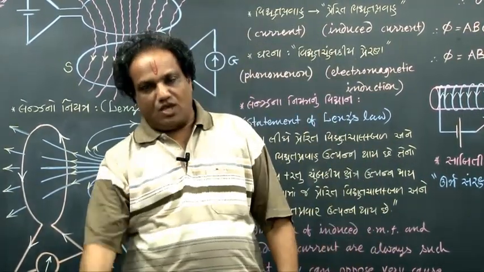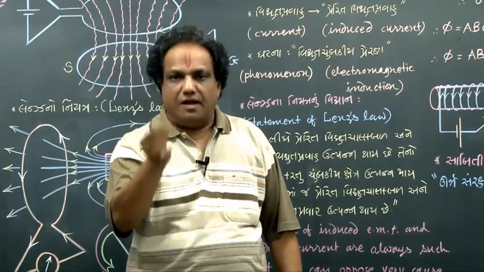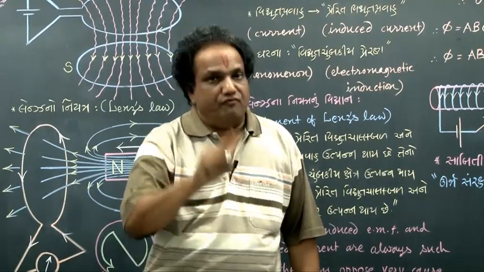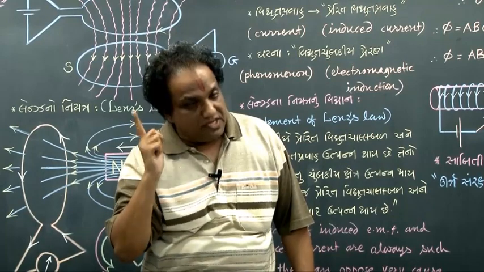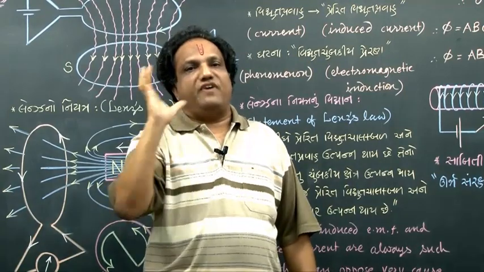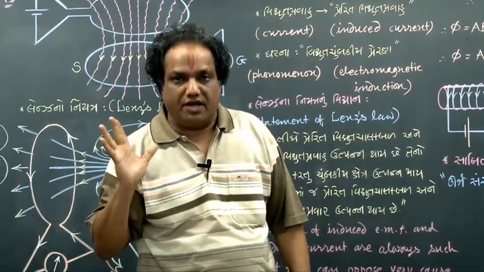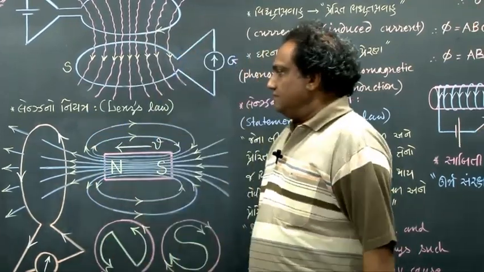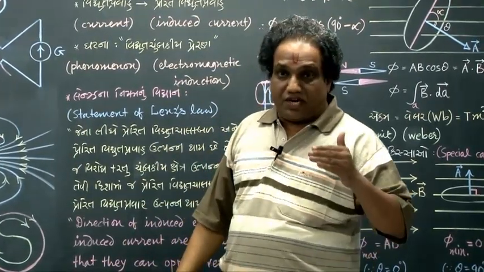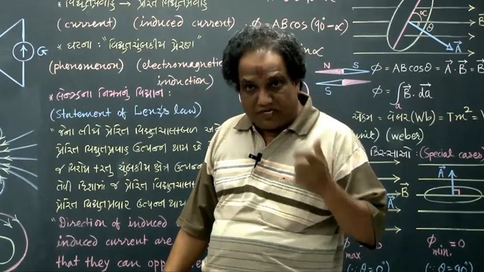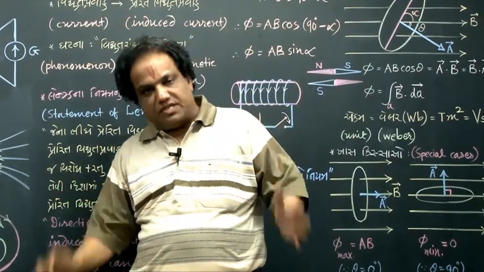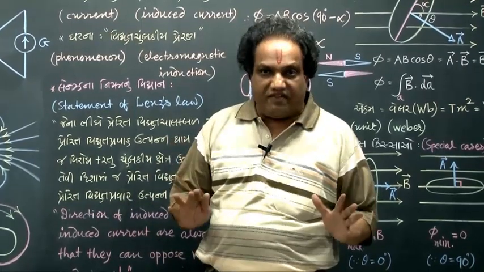I repeat, whenever there is a change in the magnetic flux linked with any coil, then some EMF is developed across the two ends of that coil, which causes some current to flow in a closed path. Such an EMF is called induced EMF, such a current is called induced current, and this whole phenomenon is called electromagnetic induction. Fine. Because of this invention made by Faraday, there was a dream of mankind how to convert mechanical energy into electrical energy. That dream was realized. So ultimately mankind got a great benefit after this invention.